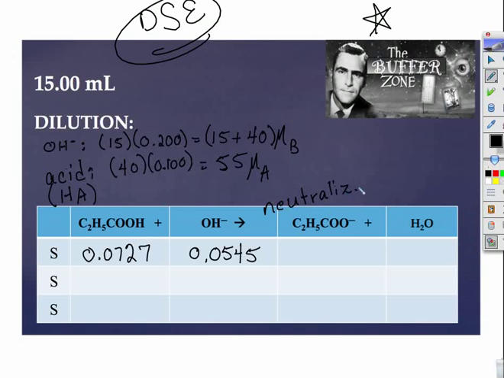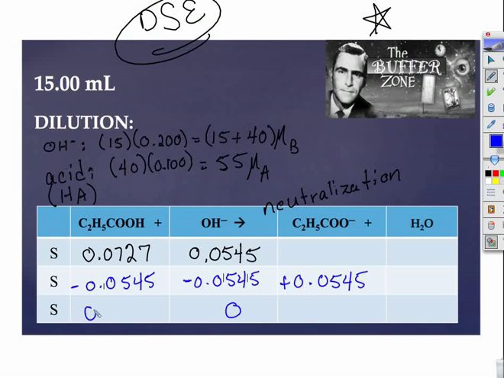neutralization until one of them runs out. What's nice about these is there's no question what the limiting is. It's a 1-to-1 mole ratio. It's the smallest number, 0.545. Our base is still limiting. We're not at the equivalence point yet. That goes to 0. And this is 0.0182.